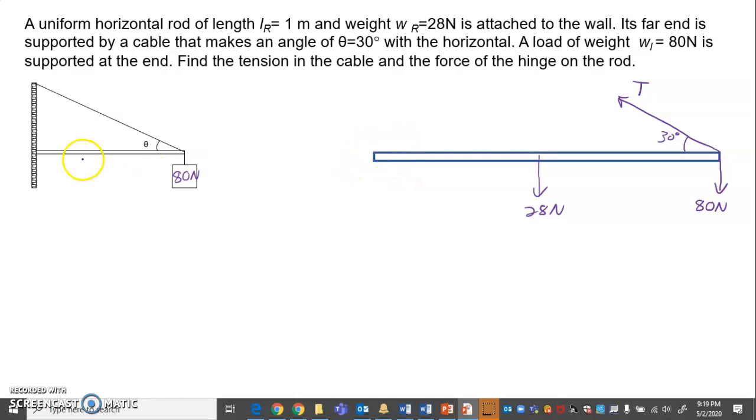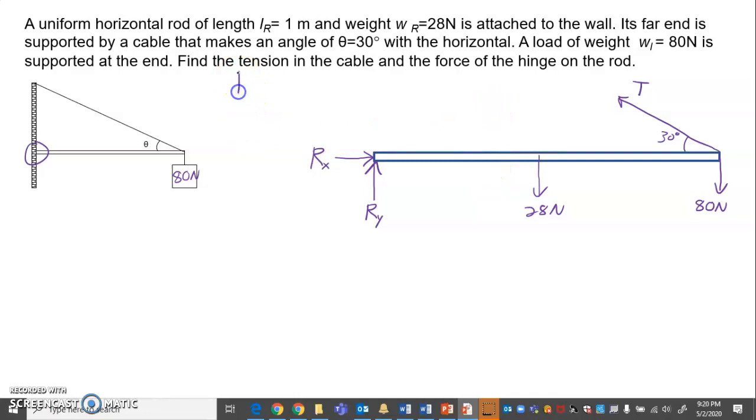At the wall, it's attached right there. And so the wall can be exerting a horizontal force and a vertical force. It makes sense that the wall would be pushing up, and so we're going to call that R sub y. It's the reaction force at the wall, or you can just call it F sub y. The only other horizontal force is T sub x, and that's to the left. So that means our R sub x is going to be to the right.